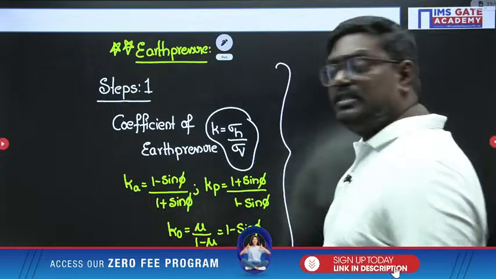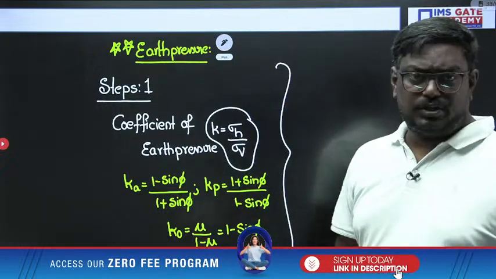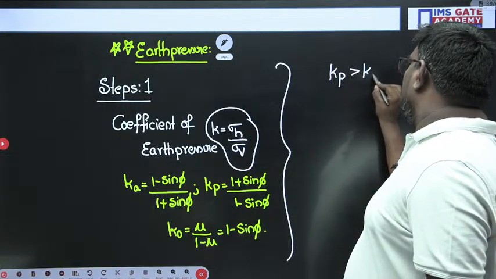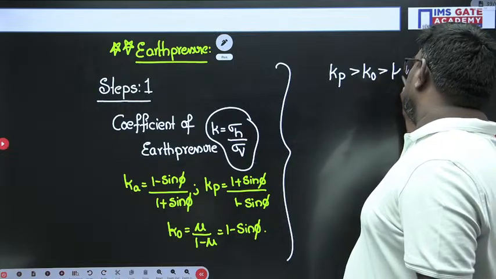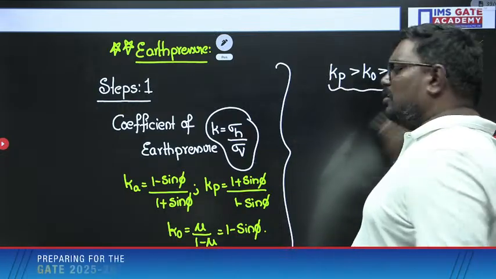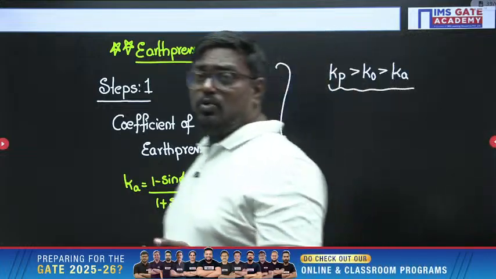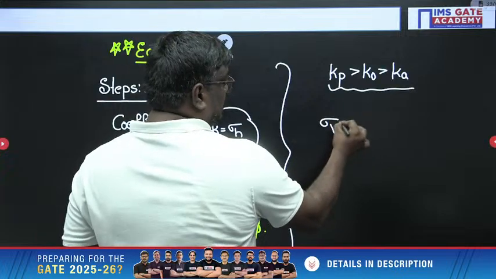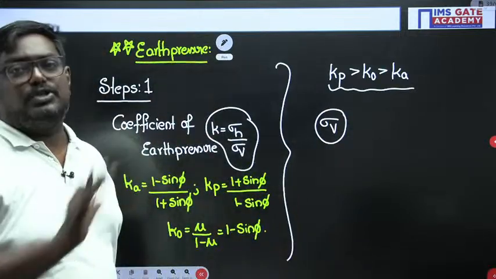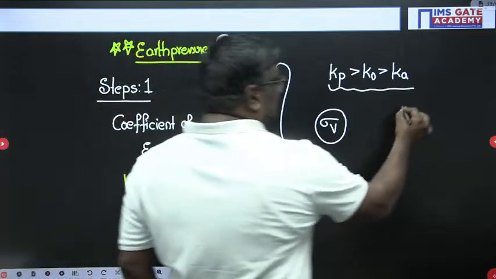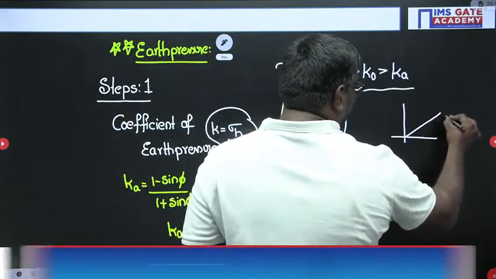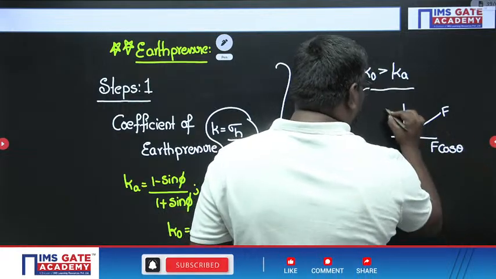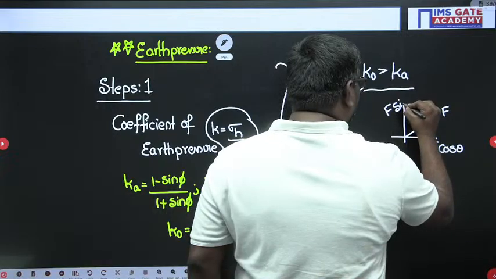Now see students, the first step is the coefficient of earth pressure. Always remember that Kp is greater than K naught greater than Ka. This is the order of the earth pressures. Now, always we know the vertical stress, but earth pressure is actually a horizontal pressure. Suppose you have a resultant, if you consider this as F, this value will be equal to F cos theta, and this value will be equal to F sin theta.